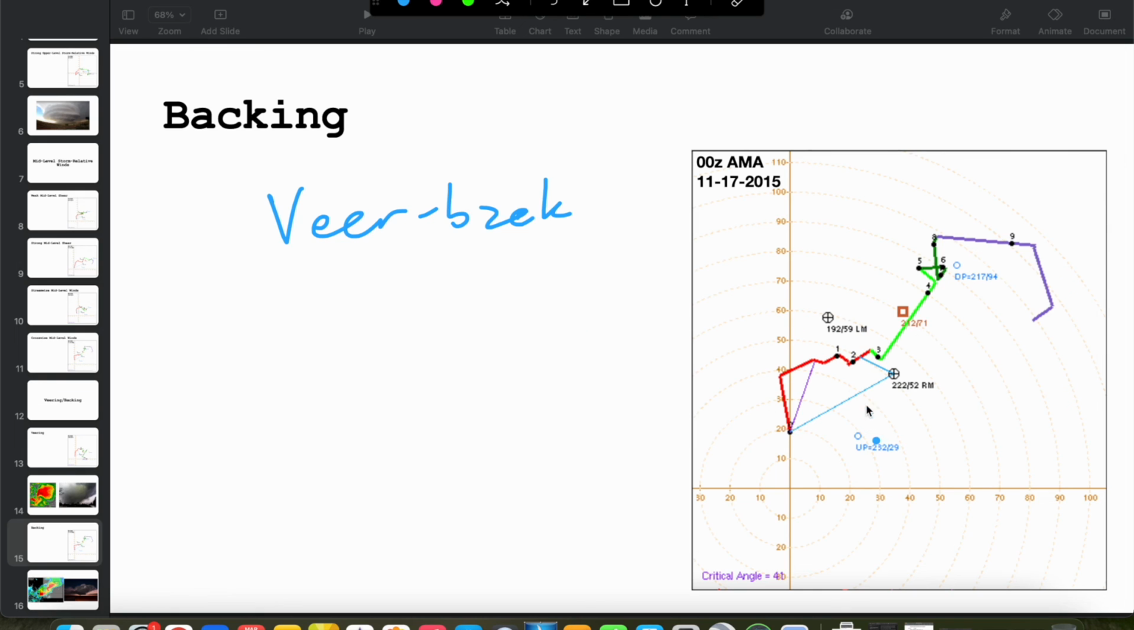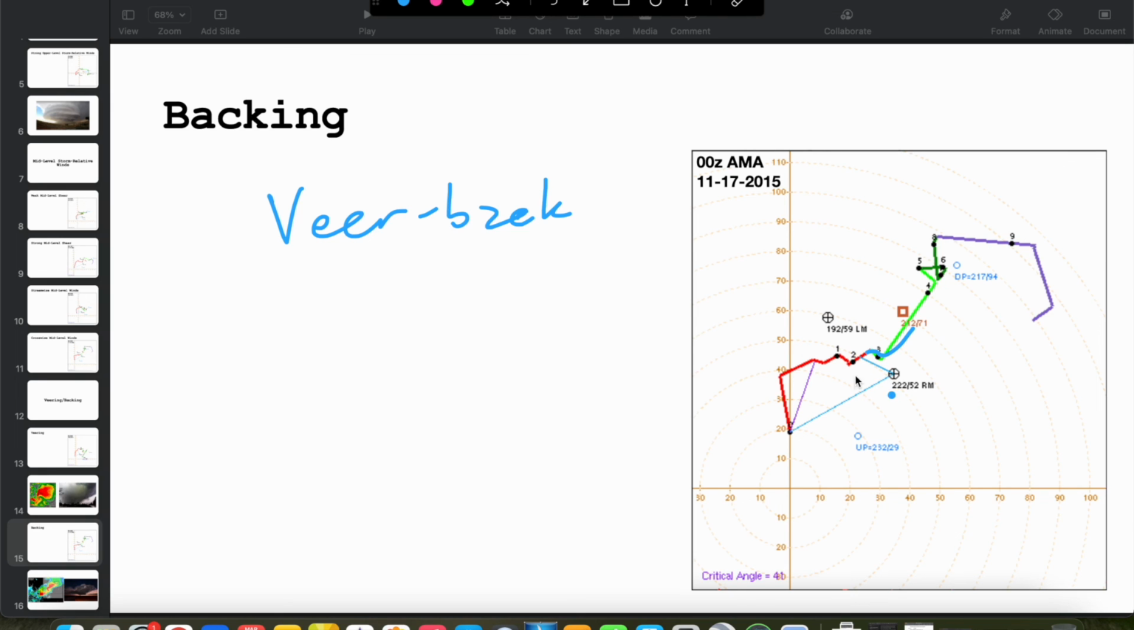So in this case on the right here, we have large curvature in the low levels, which is favorable for right-moving supercells. And we have this inflection point here at about 3 kilometers. The winds start to back here. Well, it's a pretty small inflection point for one, and two, it's located outside of the effective inflow layer.